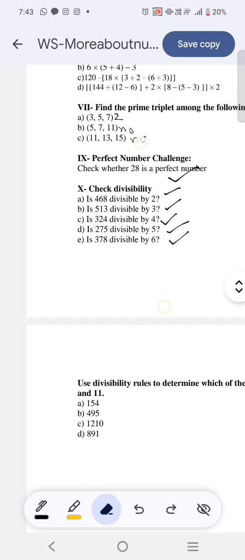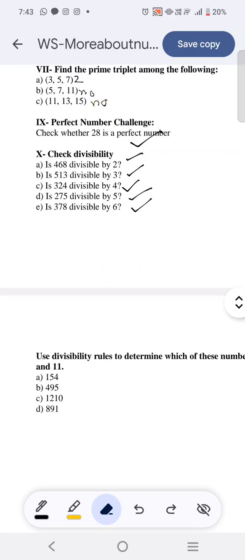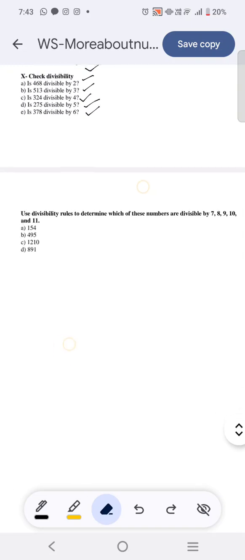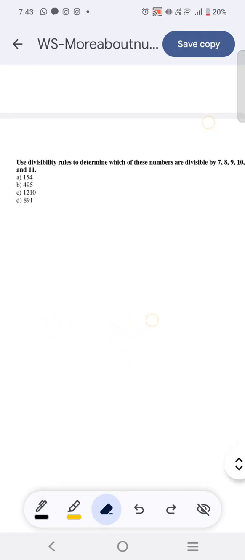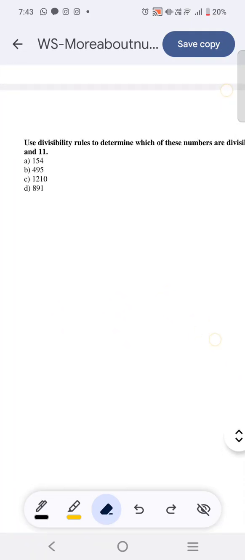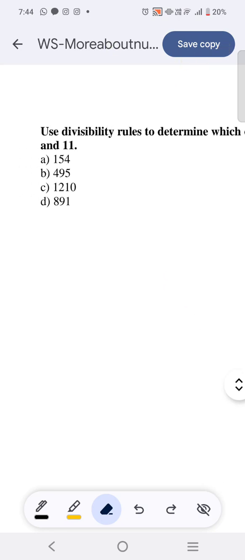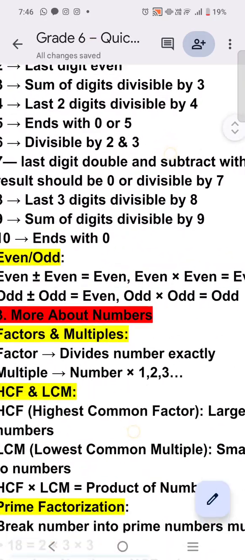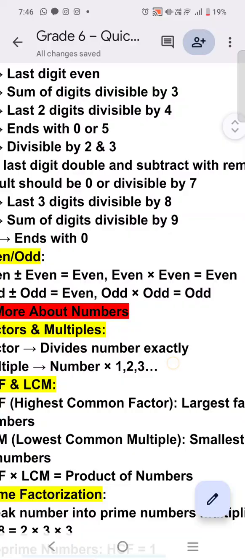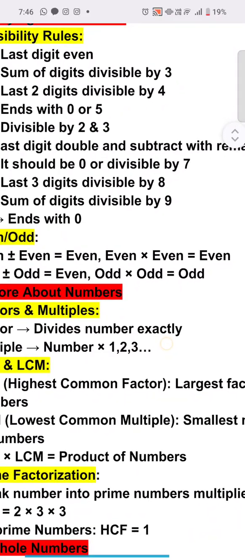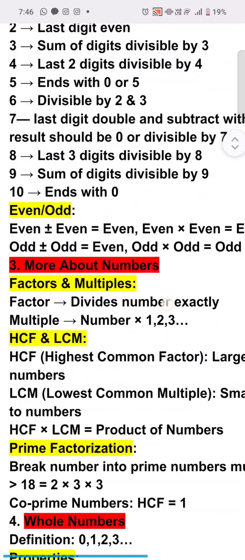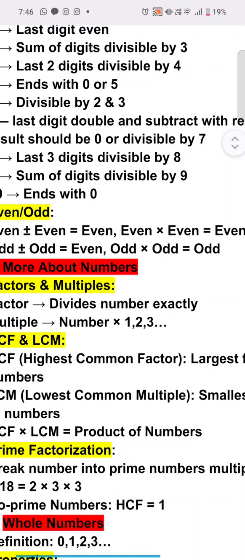Okay, understood? Want to make it clear? Okay, great. Now the next one. Use divisibility rules to determine which of these numbers are divisible by 7, 8, 9, 10 and 11. So first of all, the divisibility rule of 7: you have to double the last digit and subtract it from the remaining amount, and then the result should be either 0 or divisible by 7.